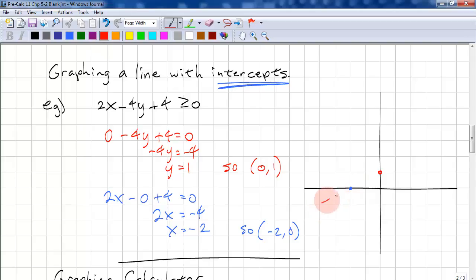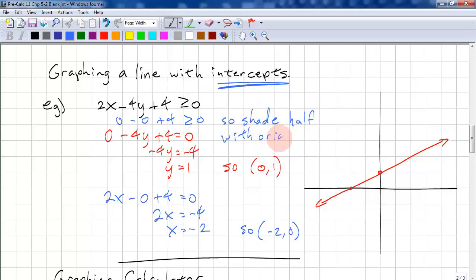And we graph our line. This one's a not strict inequality. That means we draw a solid line. And let's do a test point 0, 0. Again, we get 0 minus 0 plus 4 is greater than 0. So shade half with origin. So we shade this half. And that's our test point.